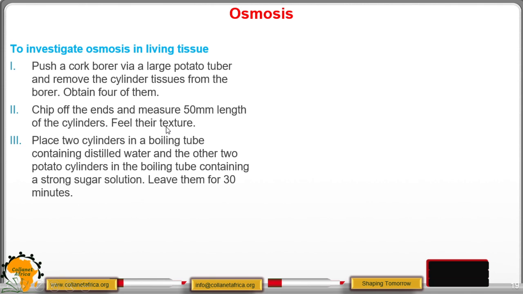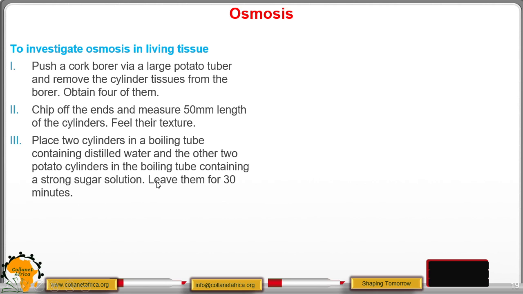After having felt their texture, you place 2 of the 4 cylinders in a boiling tube containing distilled water, and the other 2 potato cylinders in a boiling tube containing a strong sugar solution.